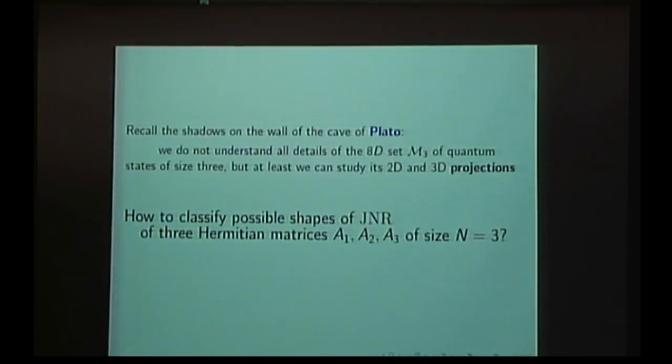Now let me go to, well, even philosophy. Perhaps you know about the cave of Plato. He had the idea that maybe what we see is not our real world, but we only see shadows of something which happens somewhere. In our sense, those objects I showed you are projections of this set of quantum states which live in n-dimensional space, so we don't know how they look. But like in the story of Plato, we can only look at the shadows in the two-plane or three-plane.